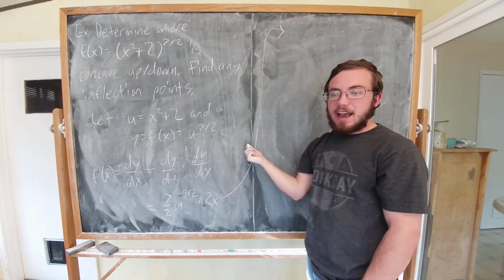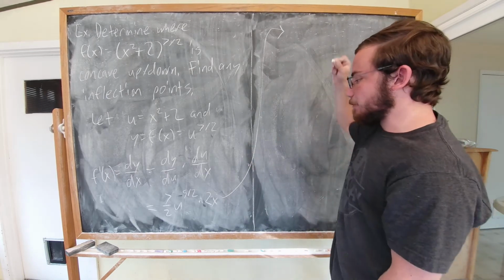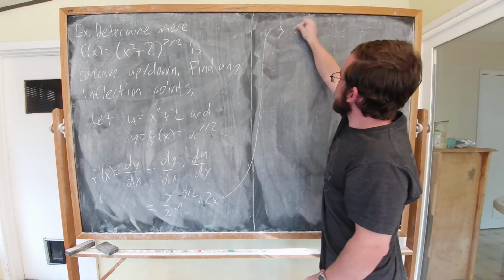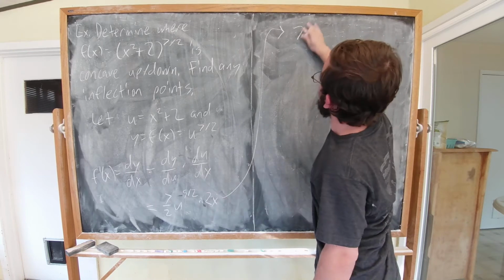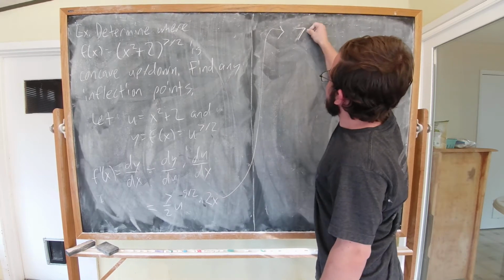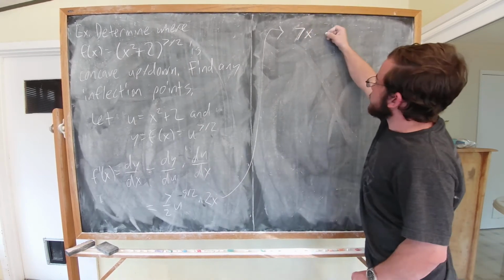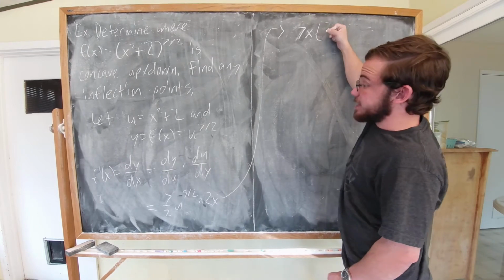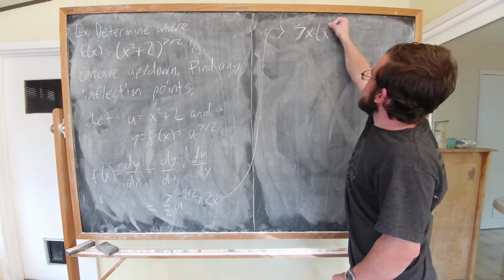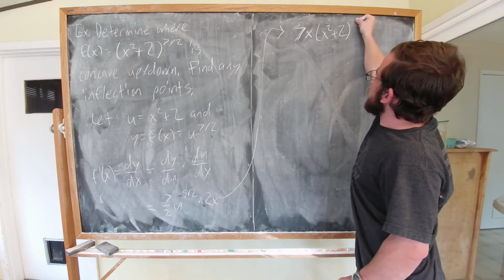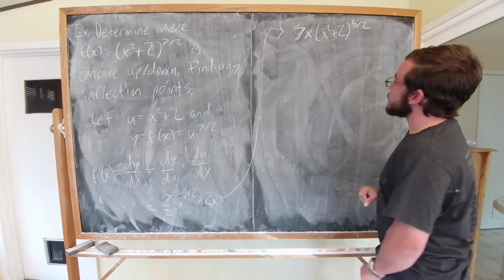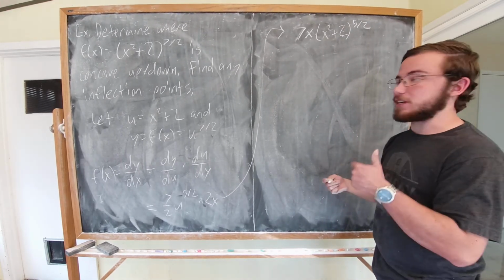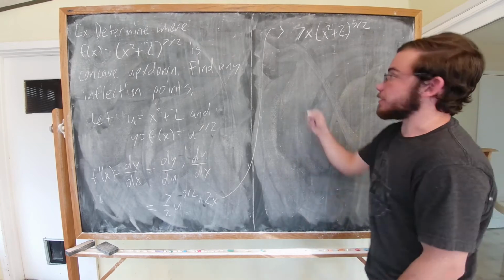And if we put that up here, that will be equal to 7/2 times 2, cancels out. We're left with 7x times, back substituting for u, (x squared plus 2) to the 5/2 power. Nifty. Now we need to find the second derivative.